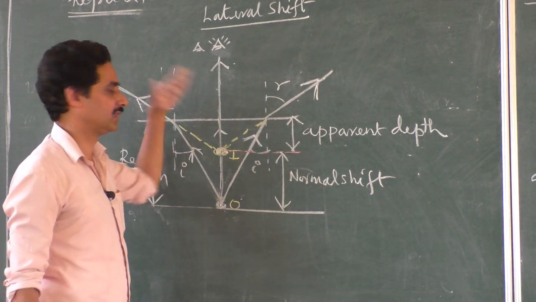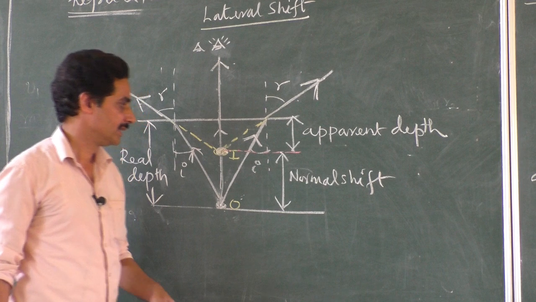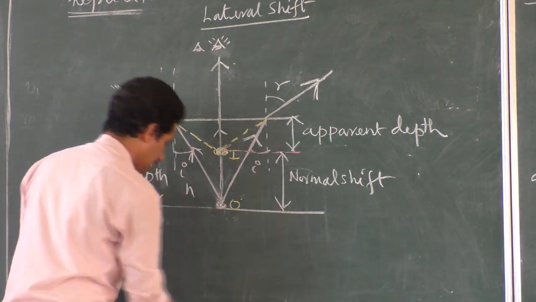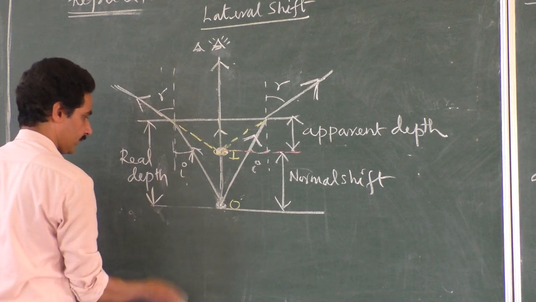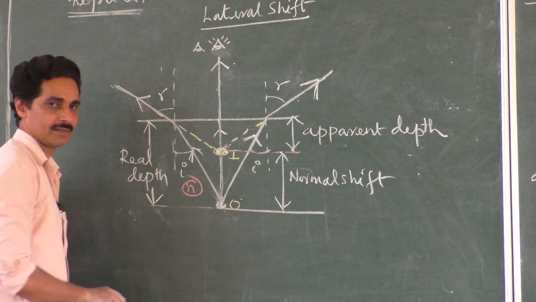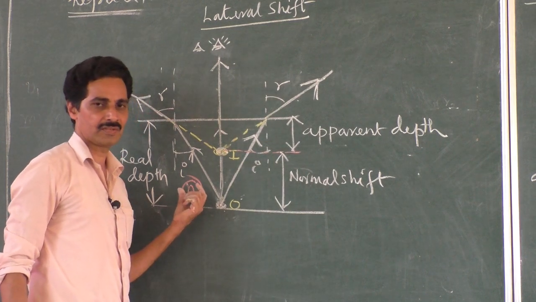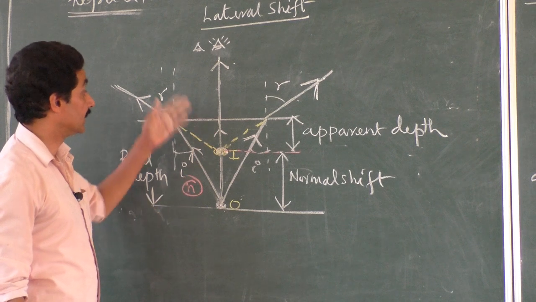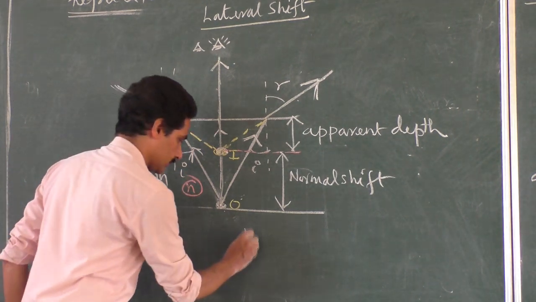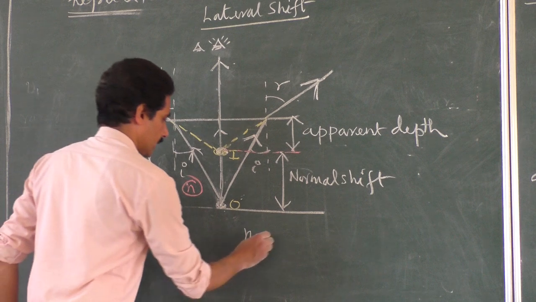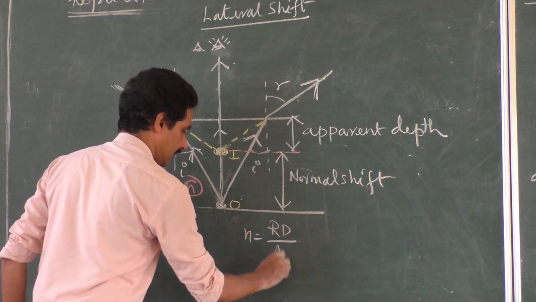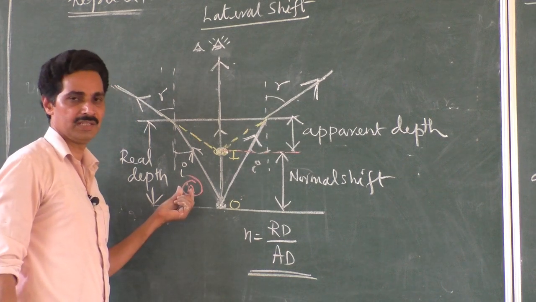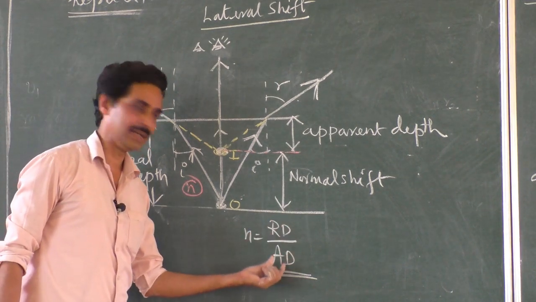And normal shift is the shift in the object position. Sir, if n is the refractive index of this medium, what do you mean by n? It is the refractive index of this medium with respect to air. Say glass, what is the refractive index of glass with respect to air? If it is water, what is the refractive index of water with respect to air? Then n is equal to real depth divided by apparent depth. Refractive index of any medium is real depth by apparent depth.